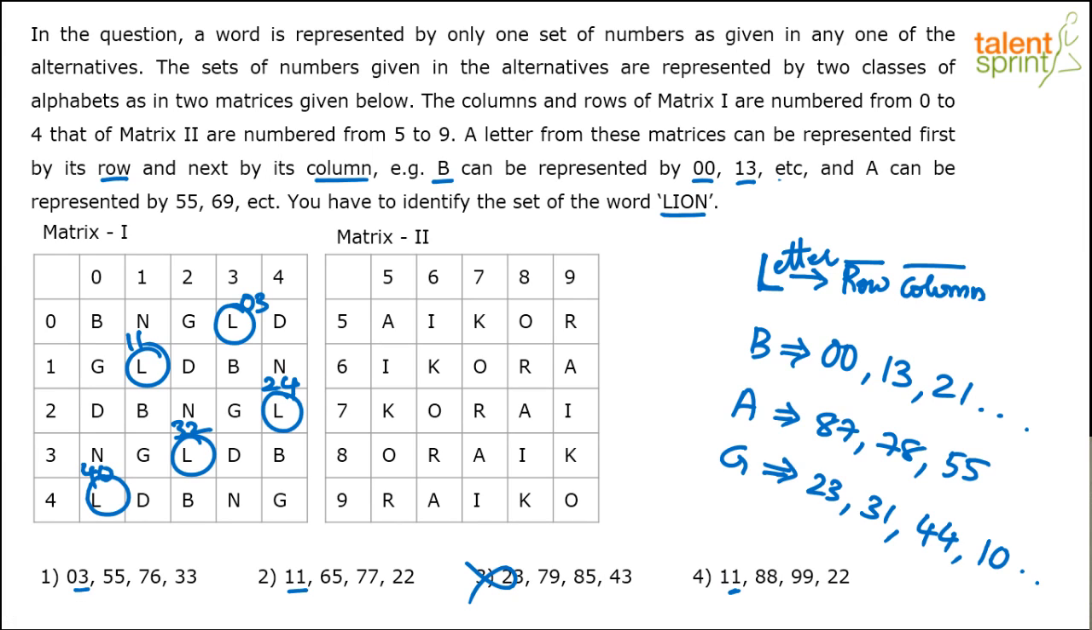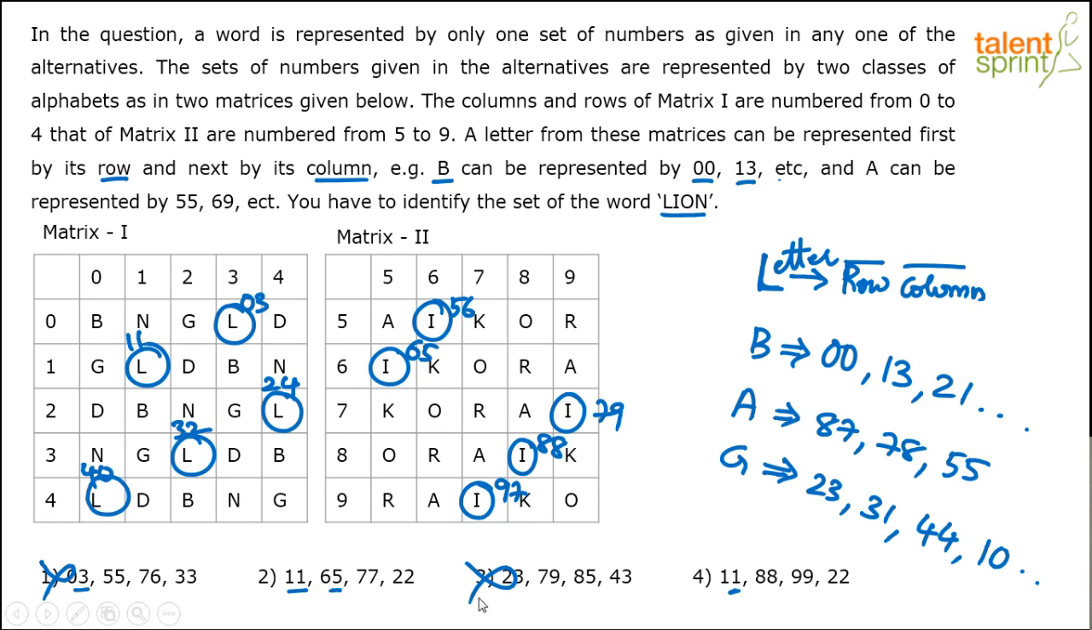One is eliminated. Go for I. The next letter is I. I is in the second matrix, right? So 56, 65, 79, 88, 97. So 55 is not there. 55 is A. So eliminated. 65 is possible.